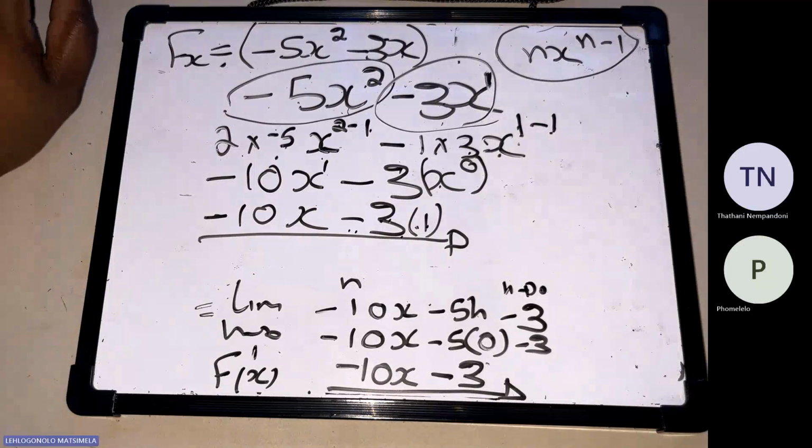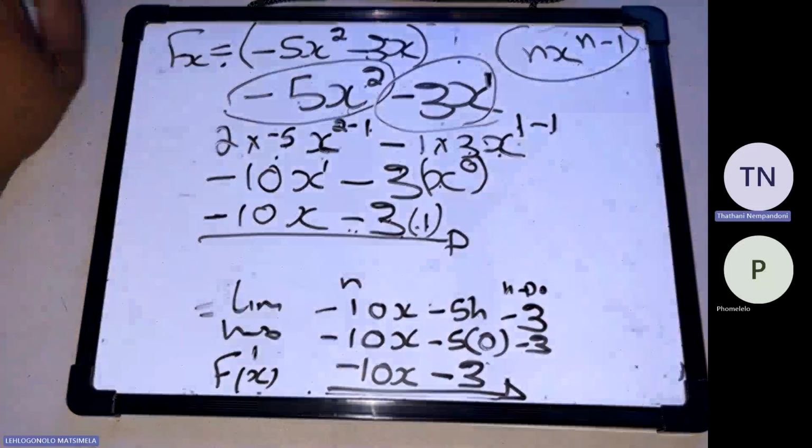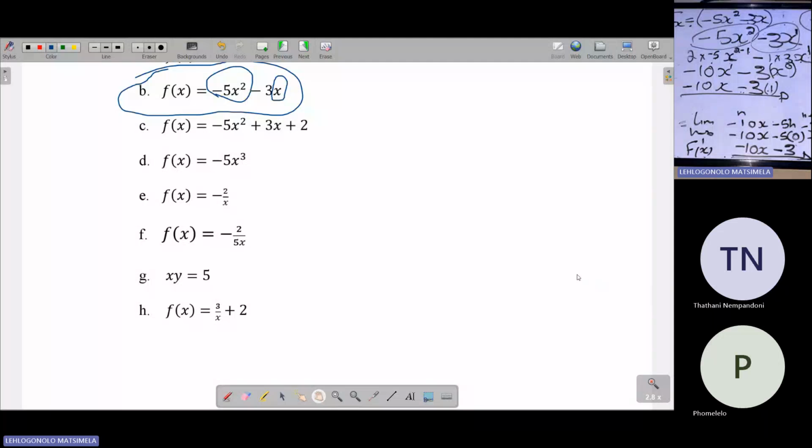Yes, the steps are increasing, so the standards are going higher. Here we are. We can see question number E and also question number F. They consist of fractions. Two of them are the same.